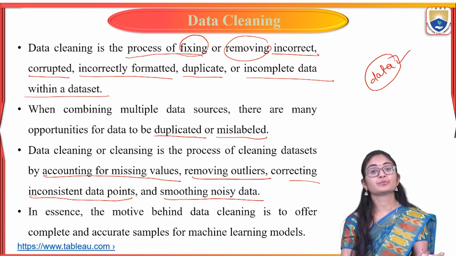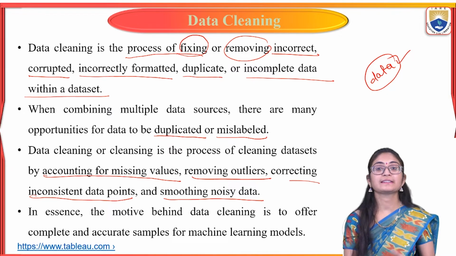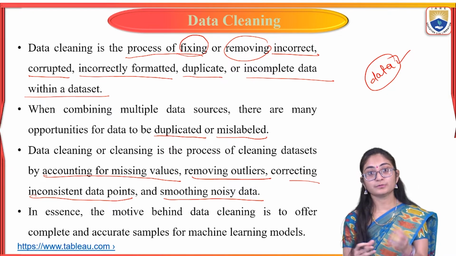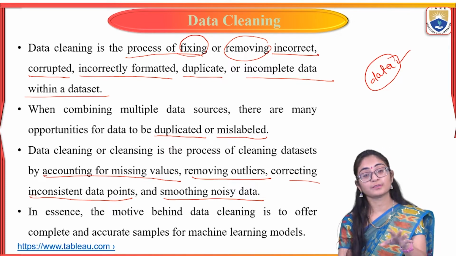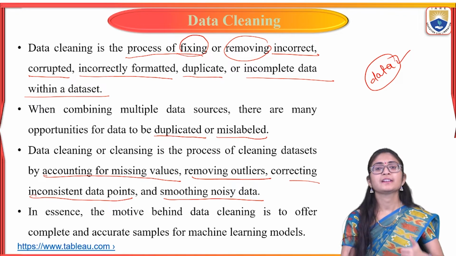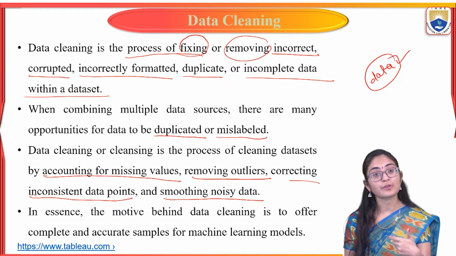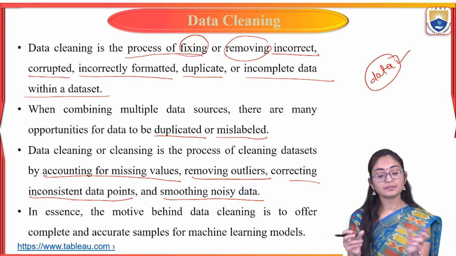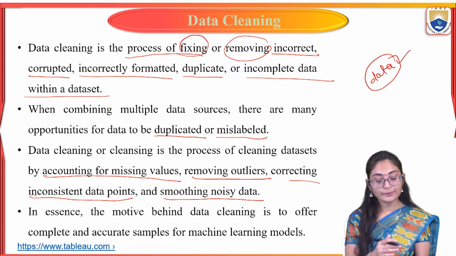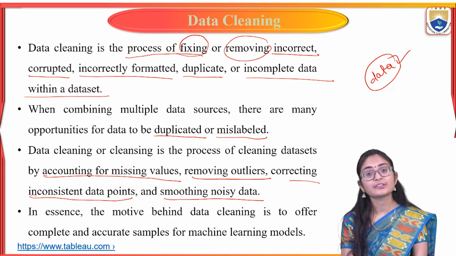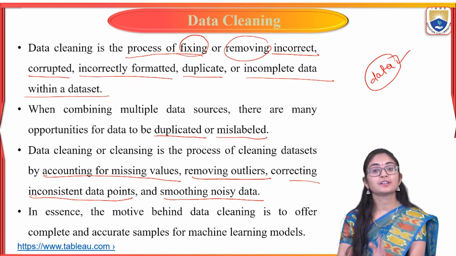That means if there are missing values available in our data set, then we have to process on it. If there are missing values, we have to remove or do something for it. If there is noisy data, then we have to smooth that data. We have to remove some unwanted data. If there are outliers, then we have to remove the outliers. If there is an inconsistency in your data, then we have to remove that inconsistency from our data.